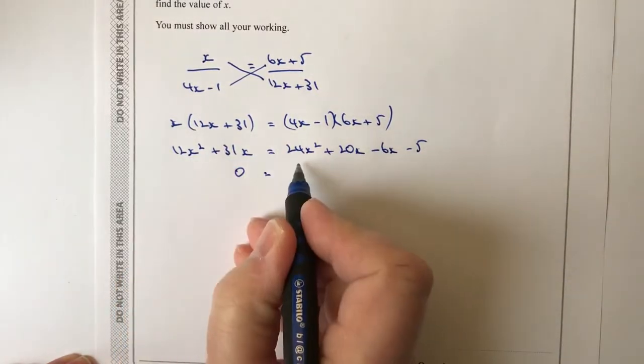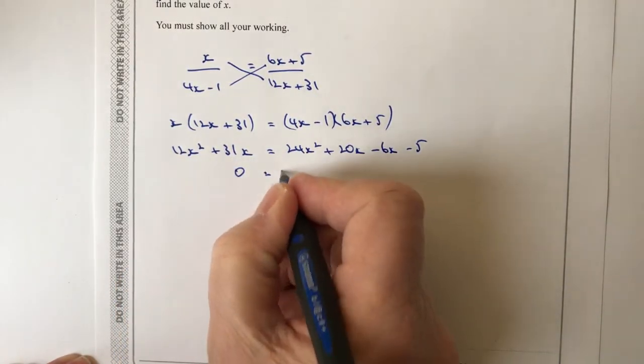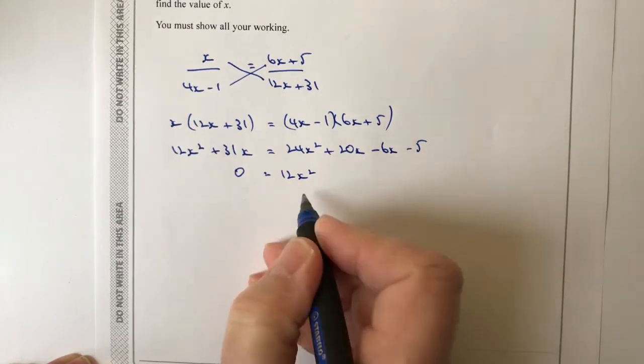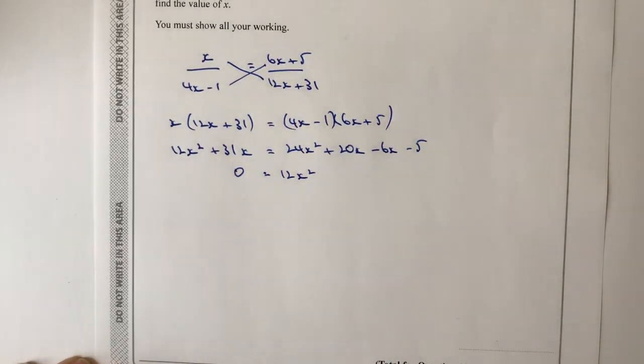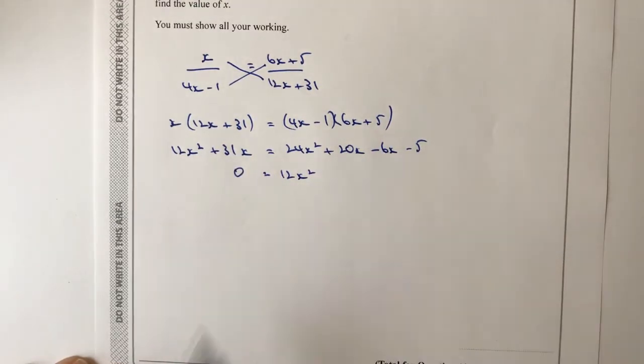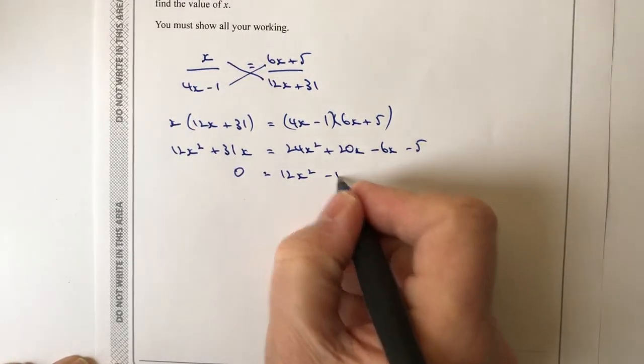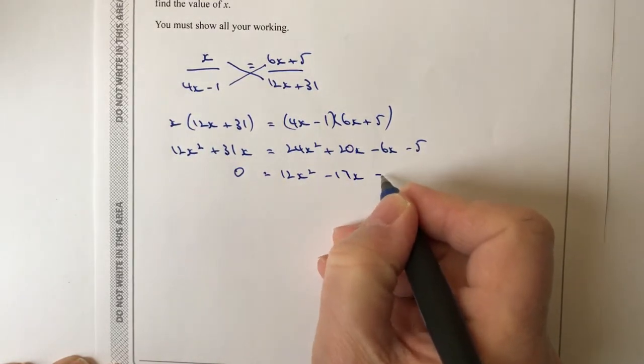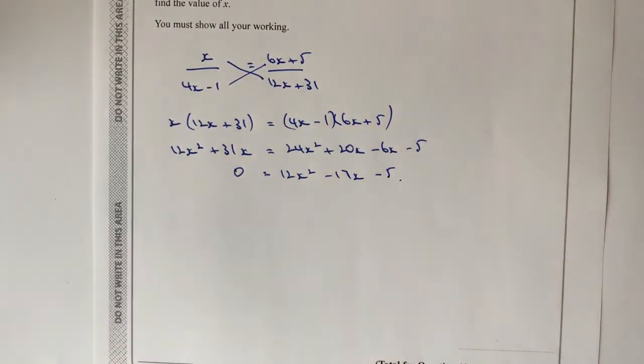I'm going to bring this 12x squared to the right hand side, and I've got 12x squared because I'm taking it away from the 24. I'm also going to bring these two together, and that makes 14x, and then I'm going to take the 31x away, and I get minus 17x, and then minus 5. There might be a couple of jumps in there.